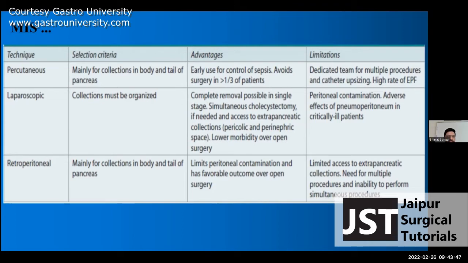The next technique was the retroperitoneal approach, which was mainly used for collections of the body and tail of the pancreas. It limits the peritoneal contamination and has now become a favorable option over open surgery. The limitation is that it has limited access to the extra pancreatic collections and often needs multiple procedures, and even after VARD, there are chances of placement of PCDs being required.